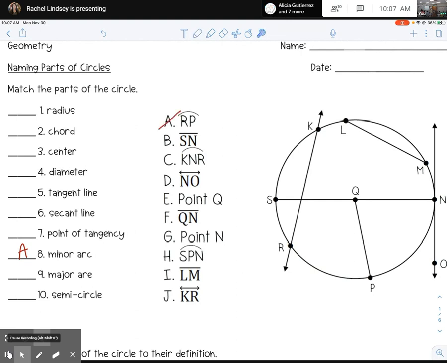Okay. Then B is SN. What would that be? The center. The center is just a point. That's a line. The line that goes all the way across through the center is a diameter. So B is number 4.